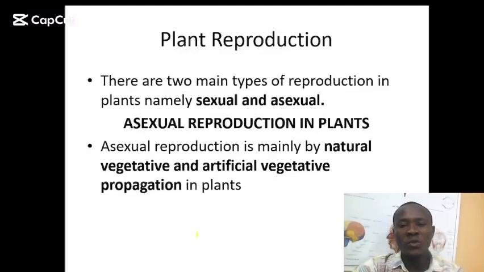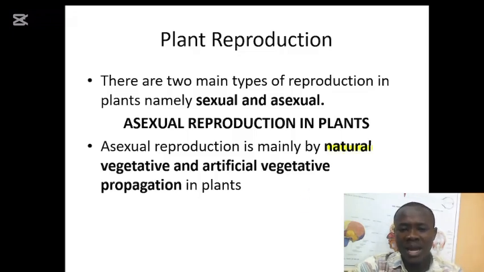Today we are going to discuss reproduction in plants. We have two main types of reproduction in plants: sexual reproduction and asexual reproduction. So we are going to start with asexual reproduction in plants. Asexual reproduction in plants can occur mainly by two means.